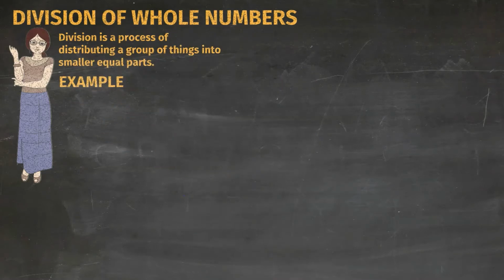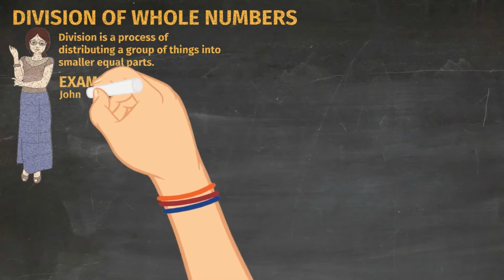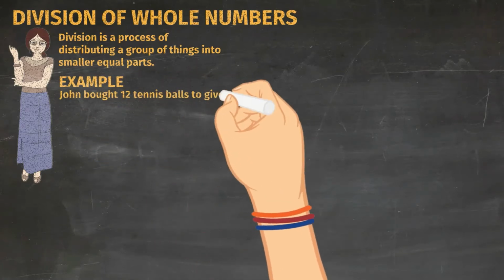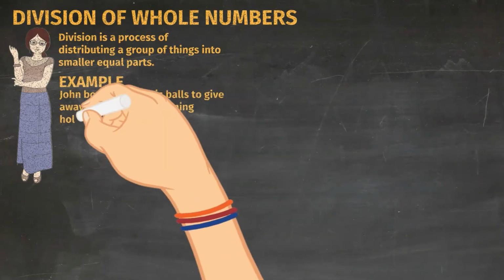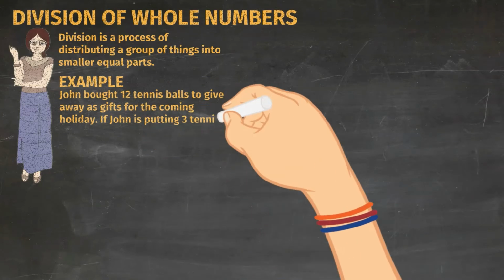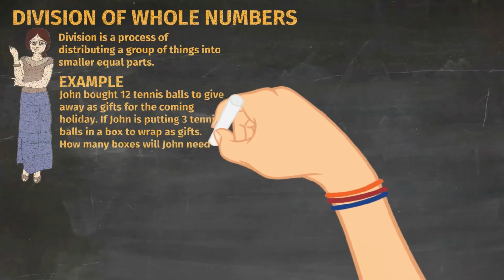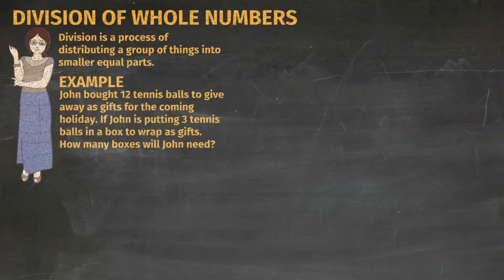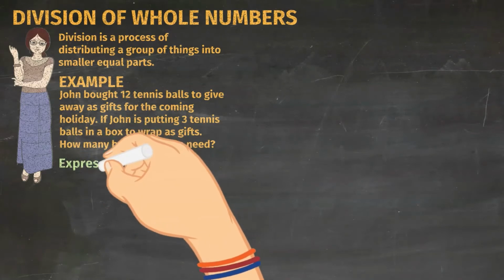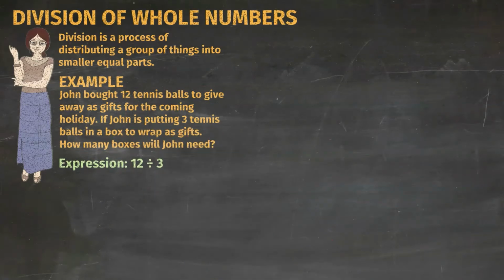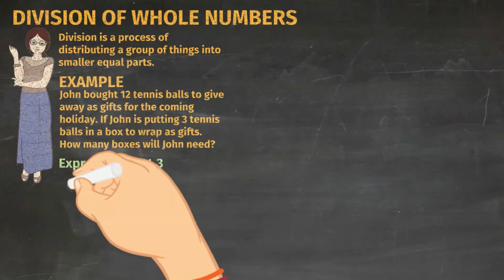Let us take this scenario as an example. John bought 12 tennis balls to give away as gifts for the coming holiday. If John is putting 3 tennis balls in a box to wrap as gifts, how many boxes will John need? In this example, we know that the solution can be expressed as 12 divided by 3. But how do we actually perform the operation? How do we get the result?